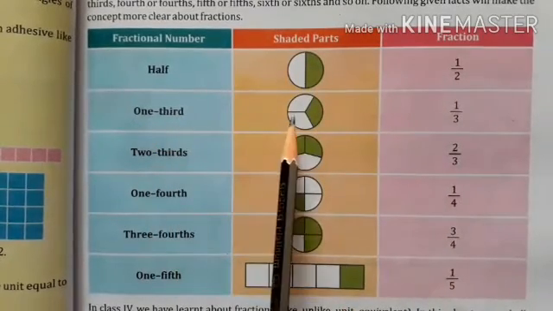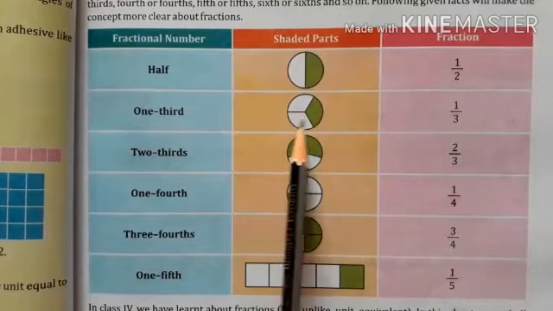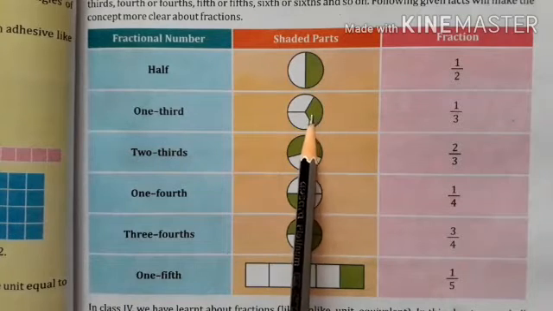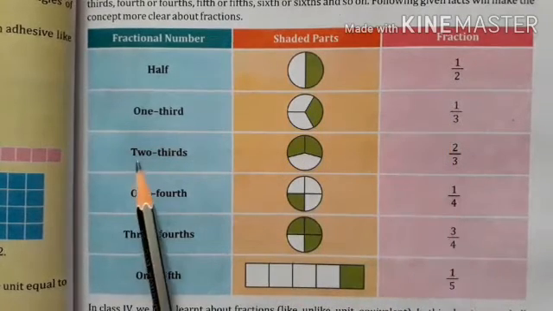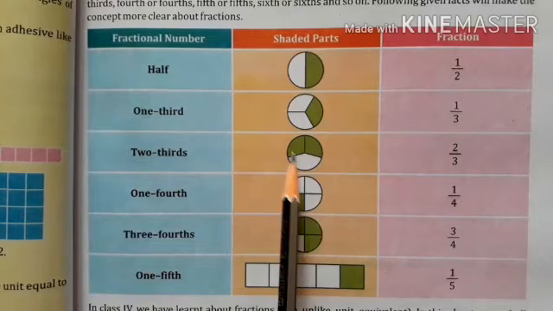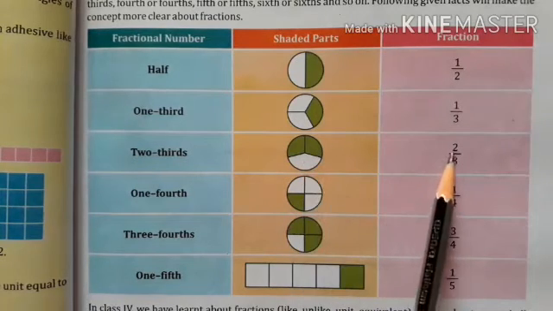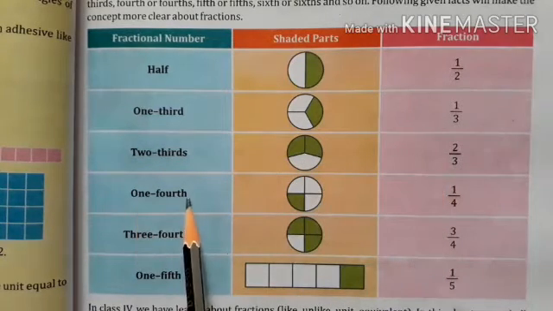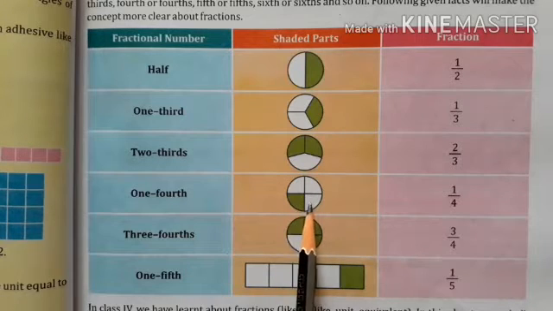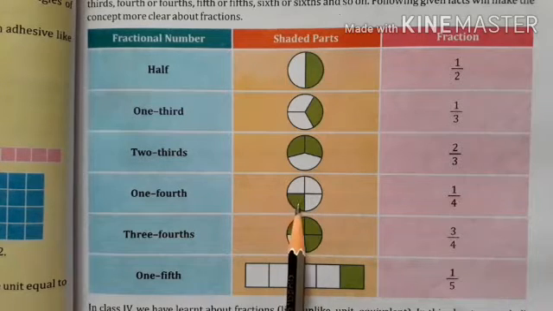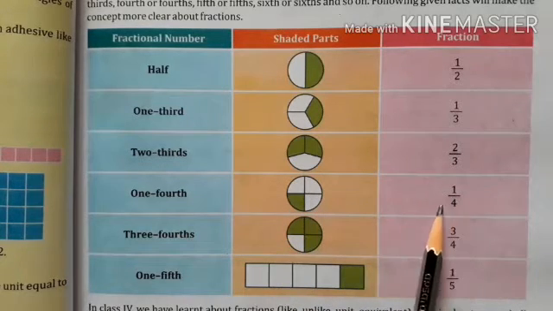One third. There are three parts, right? And one part is shaded. So the fraction will be 1 by 3. Two thirds. Total parts are 3 and two parts are shaded, right? So the fraction will be 2 by 3. One fourth. The total parts are 4 and one part is shaded, right? So the fraction will be 1 by 4.